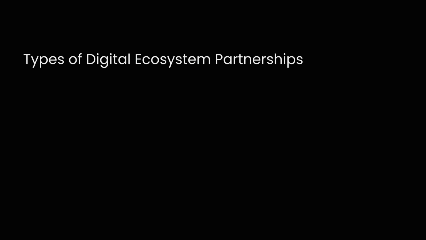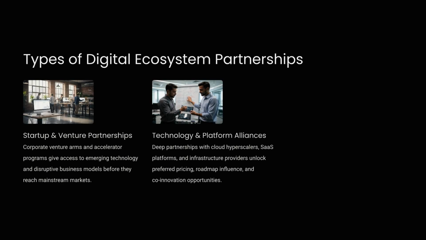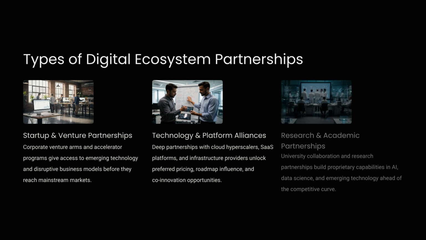Digital ecosystem partnerships fall into three main types. Startup and venture partnerships provide access to emerging technology. Technology and platform alliances unlock preferred pricing and co-innovation. Research and academic partnerships build proprietary capabilities in advanced fields.